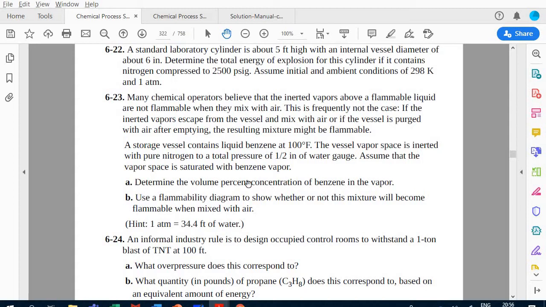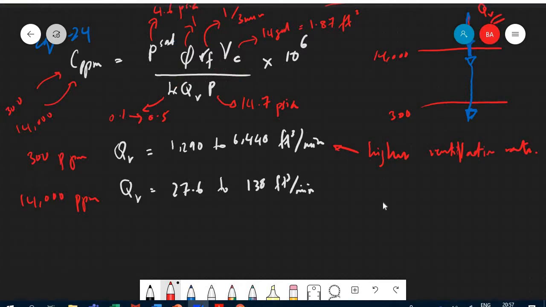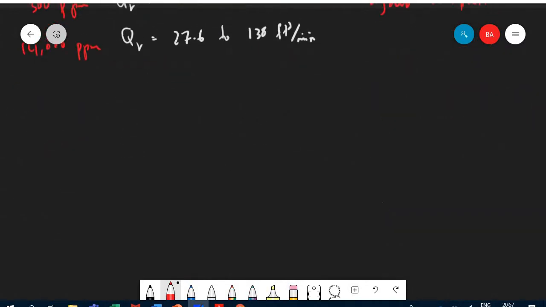And of course, if we get the volume percentage of benzene in the vapor, now I can compare it with the flammability limits that I have. And then it says here, use a flammability diagram to show whether or not this mixture will become flammable when mixed with air. Here we will try to solve the problem using the flammability diagram as it's mentioned here. But first I need to find the volume percentage. So let's start solving 623.